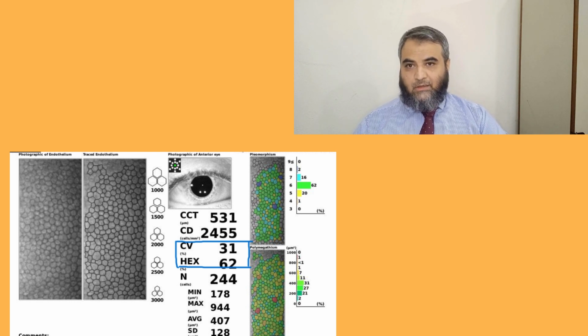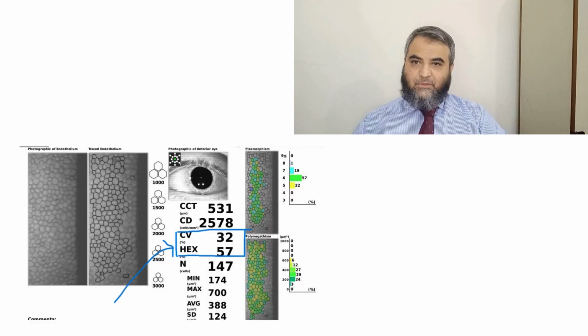I mean 60 to 70% is okay. You are not going to get 100% because the eye throughout life is under too many stresses, and these gradually decrease. But between 60 to 70%, this hexagonal cell percentage is a healthy one. So these two things are very good in this. I have shown you the slide.